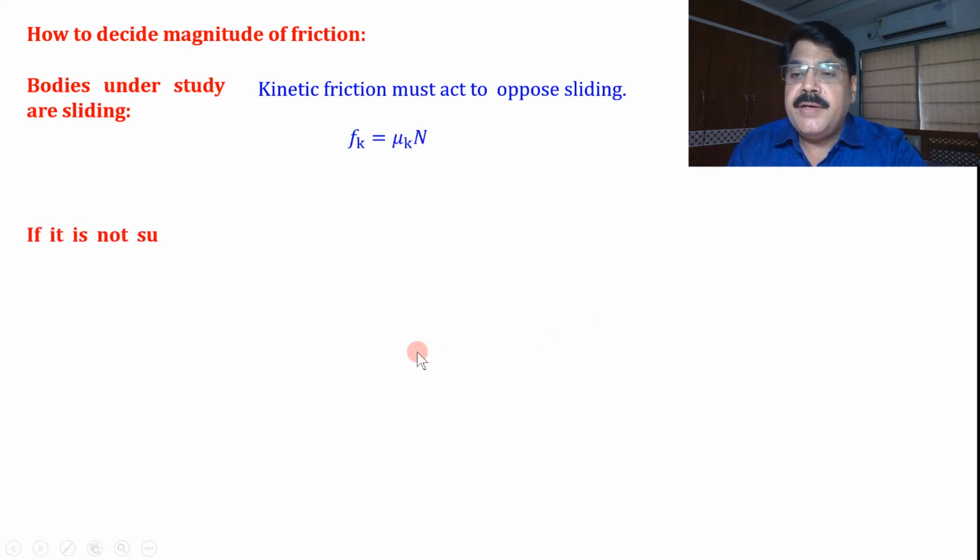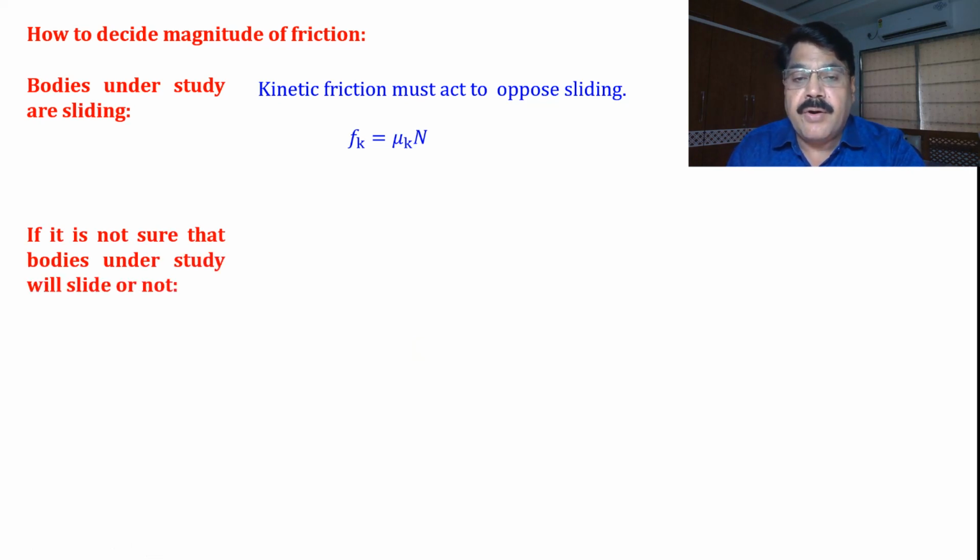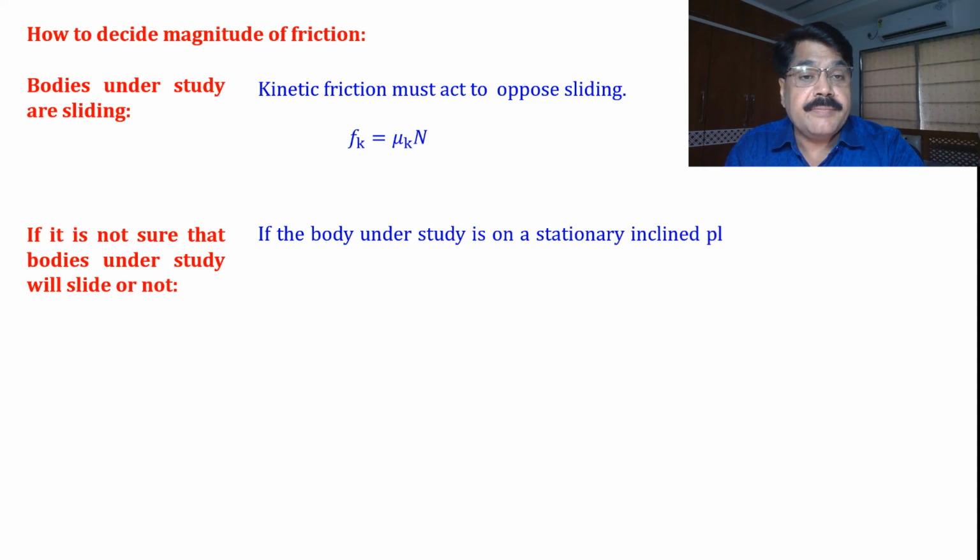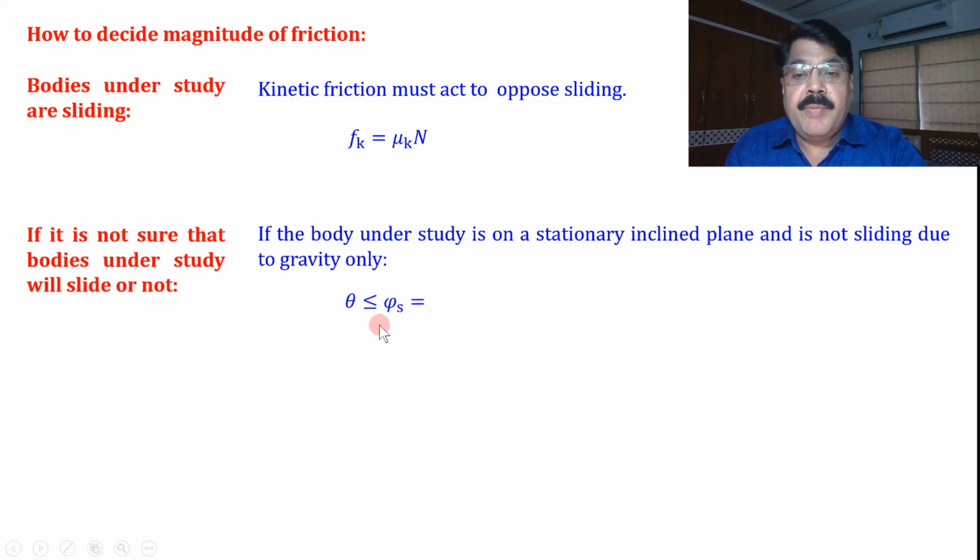Now the second case, if it is not sure whether the bodies under study will slide or not. Here first we take a very special case, a body kept on an inclined plane, and it is intended to slide due to gravity only. If the body under study is on a stationary inclined plane and it is not sliding due to gravity only, in this case, the angle of inclination will be less than or equal to the angle of repose, and that is again equal to the angle of static friction.